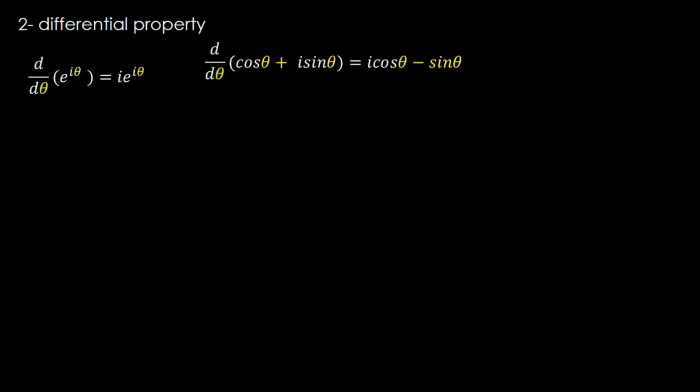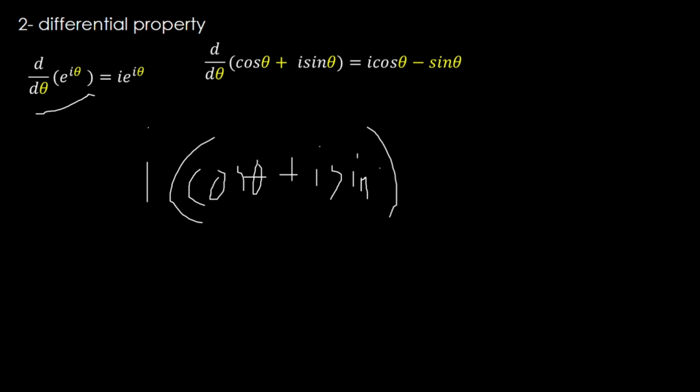What about differentiating cos theta plus i sin theta? You discover that if you differentiate cos theta plus i sin theta, you're going to have minus sin theta plus i cos theta. I'm seeing something: differentiating with respect to theta is just like multiplying by i, because you have cos theta plus i sin theta, and multiplying this by i, you are going to have i cos theta minus sin theta.